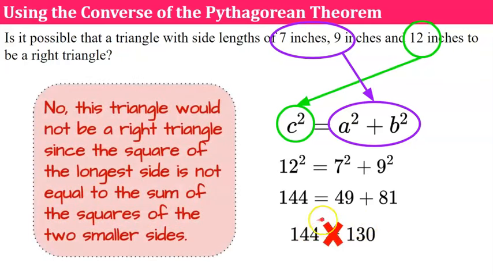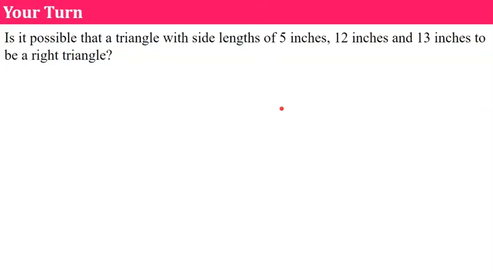Since 144 does not equal 130, no, this triangle would not be a right triangle, since the square of the longest side is not equal to the sum of the squares of the two smaller sides. So therefore, we've used the Pythagorean theorem to prove that this is not a right triangle, since it's a false statement. Later in this video, we're going to use this to determine what kind of triangle this is. But for now, it's your turn.